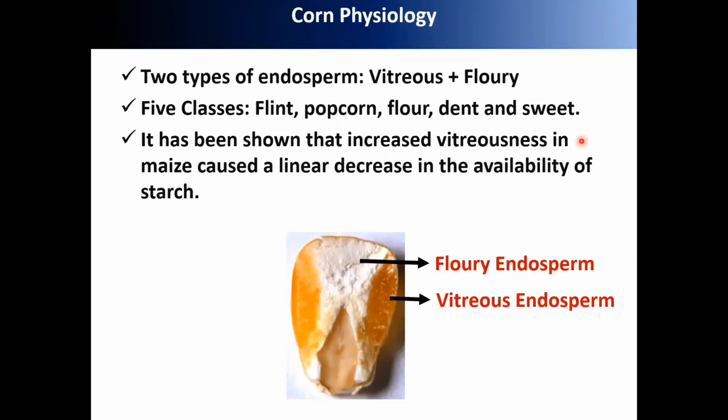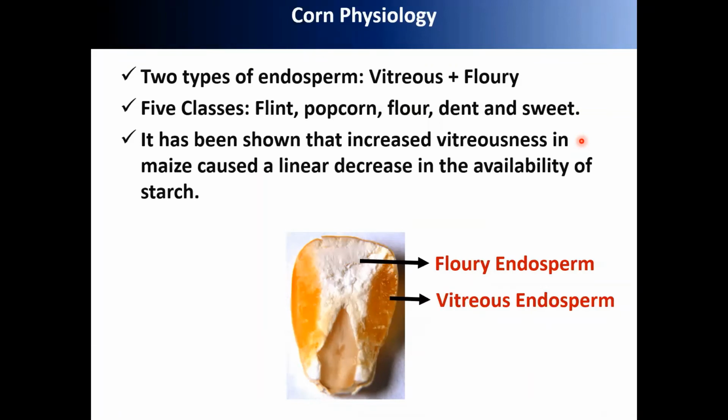There are two types of endosperm. One is of a higher density, harder, and more translucent, called the vitreous or horny endosperm, located on the outside of the kernel. The other is of a lower density, softer, and mealy textured, called the floury or opaque endosperm, located in the center of the kernel.